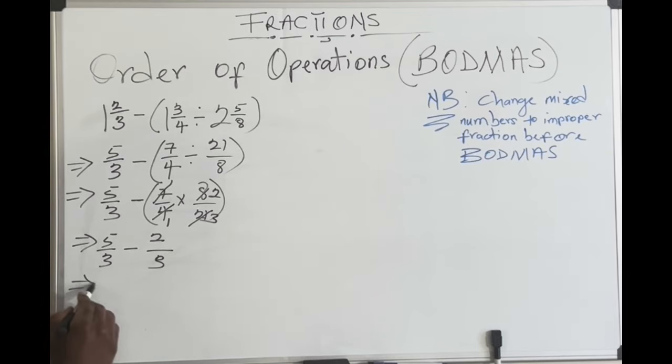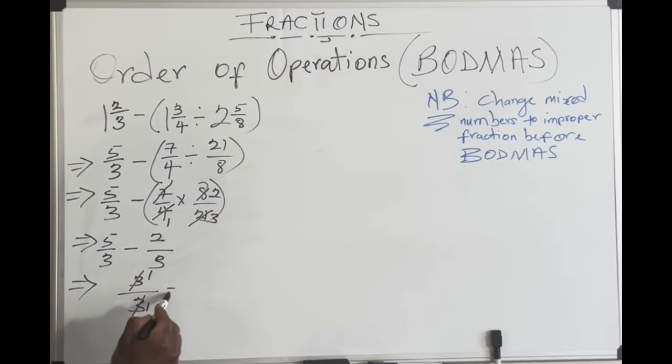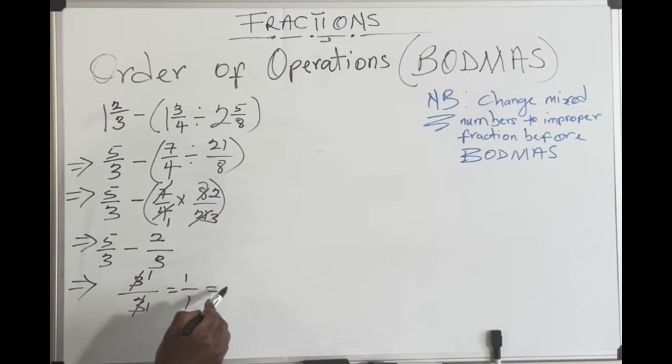Now we can go on and work this out. We have the same denominators, 3 and 3. So we pick one 3, and then we just subtract 2 from 5, which is 3. Now we can go ahead and do any cancellation: 3 goes here, 1 goes here, 1. We have 1 over 1, which is 1. This will be our final answer.